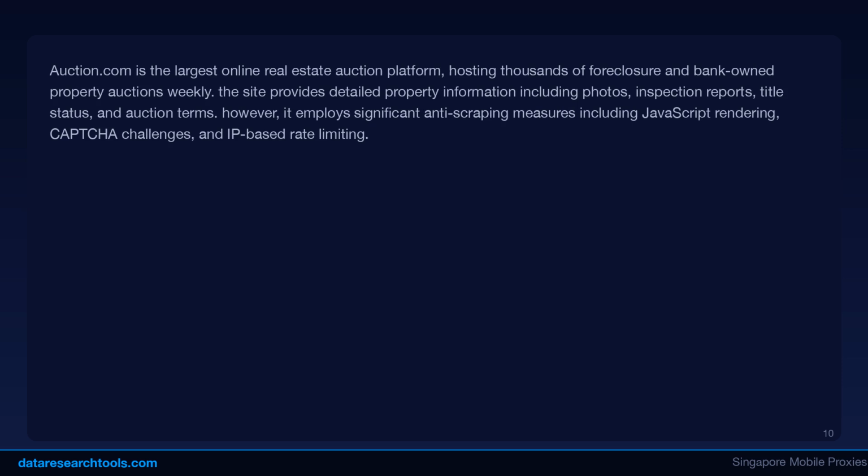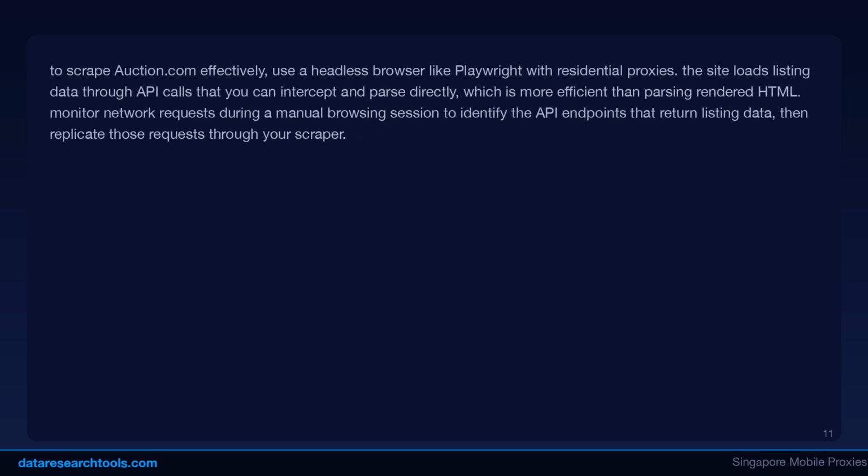To scrape auction.com effectively, use a headless browser like Playwright with residential proxies. The site loads listing data through API calls that you can intercept and parse directly, which is more efficient than parsing rendered HTML. Monitor network requests during a manual browsing session to identify the API endpoints that return listing data, then replicate those requests through your scraper.